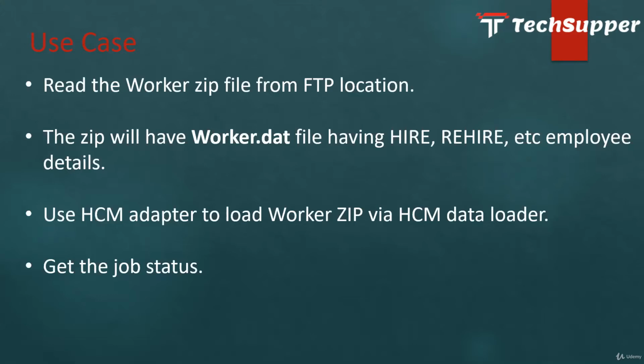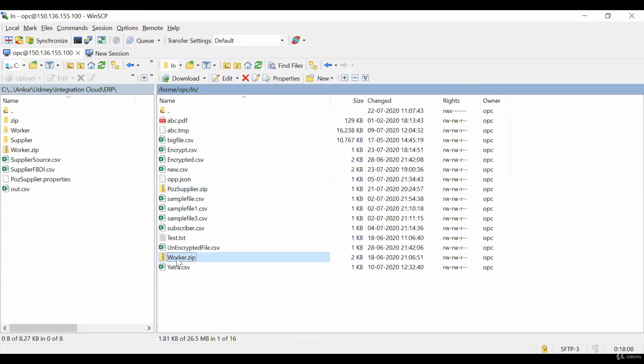So let's have a look at the integration, how to create this integration and how to use the HCM adapter. First of all, let me show you the FTP location where I have one zip file. Here we have this worker.zip file under /home/opc/in, and I will read this zip file.